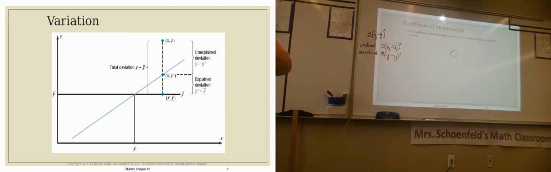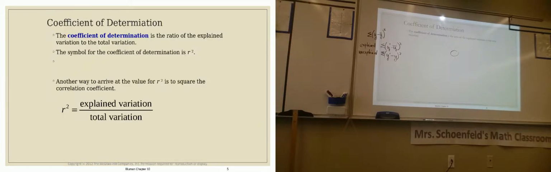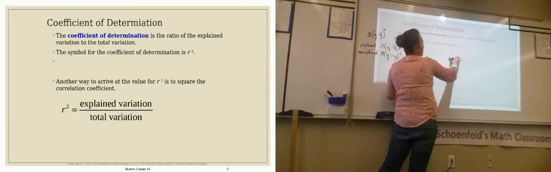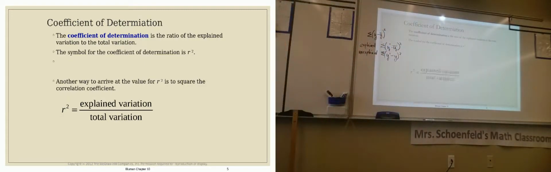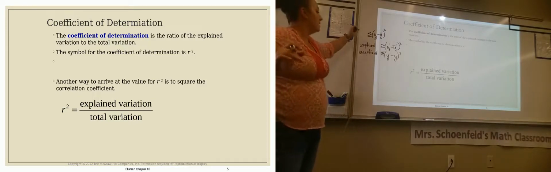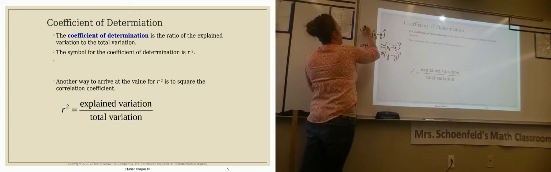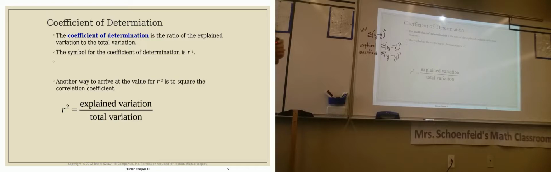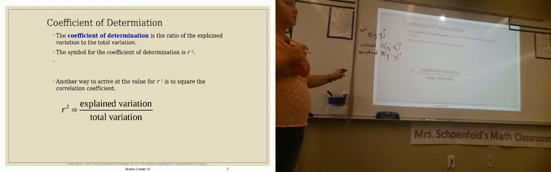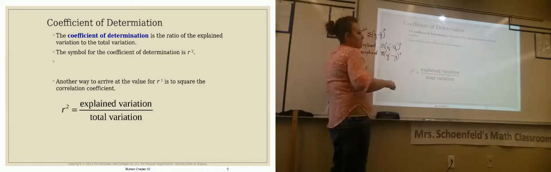Okay, the coefficient of determination is the ratio of the explained variation to the total variation. The symbol for the coefficient of determination is r squared. So r squared is the explained variation over the total variation. And this guy up here was the total variation. So explained over total, and make sure that you write that that is the coefficient of determination.